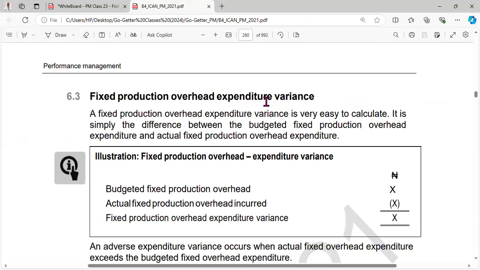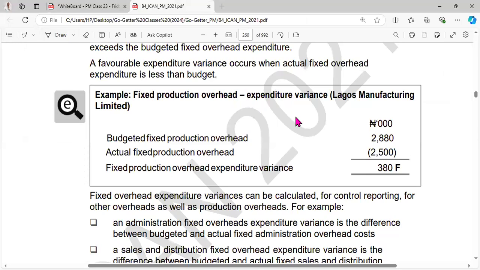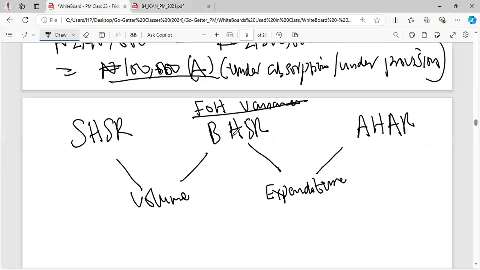We have a budgeted fixed overhead of 2,880,000. Actual fixed production overhead is 2,500,000. Therefore, the expenditure variance is 300. So this budgeted overhead is just the budgeted hours and standard rate. Of course, budget will come from standard. You are comparing budget and actual.